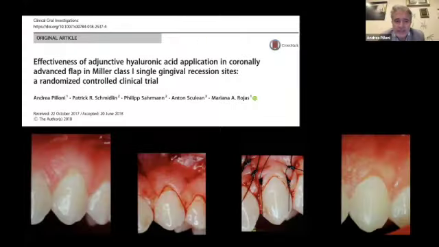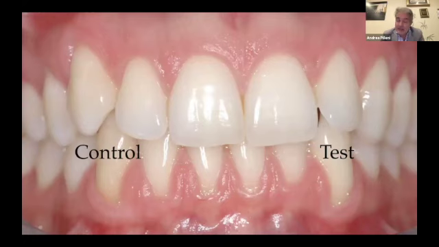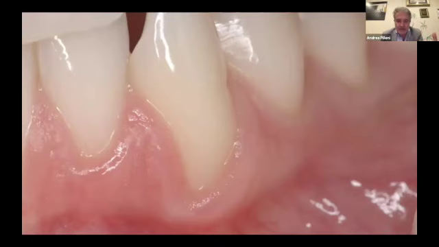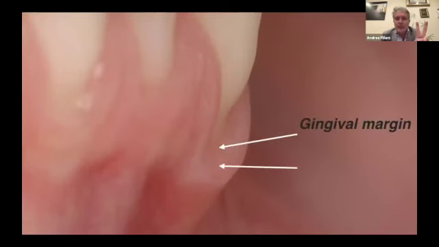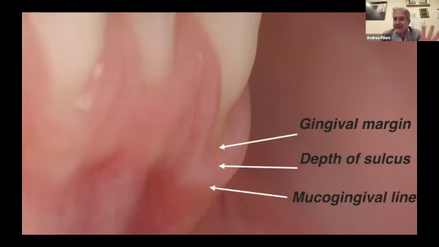In 2018, we looked at the effectiveness of HA by using the coronally advanced flap to cover the root when it's exposed. In this study, we divided the patient into two areas, a test side and a control side. We looked at gingival recession, Miller class 1. We located the gingival margin, the depth of the sulcus, and the mucogingival line.